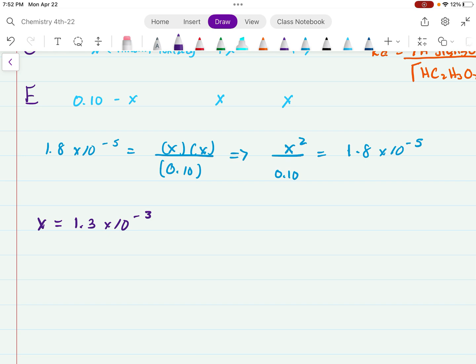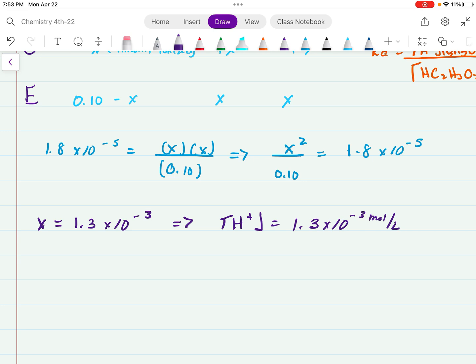Now, what we're saying here is that X represents the molar concentration of hydrogen. So again, the concentration of hydrogen ions in the solution is equal to 1.3 times 10 to the negative 3 moles per liter. So this is how much hydrogen has ionized in this solution.